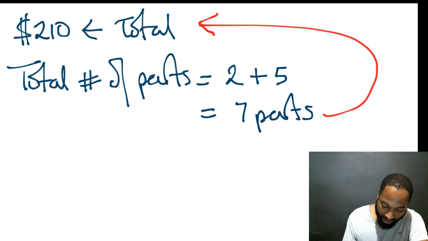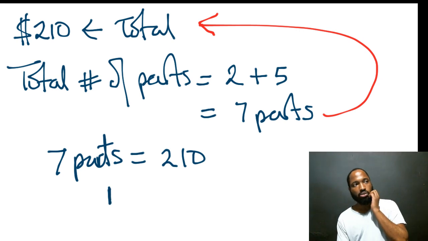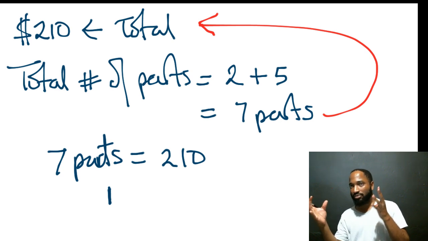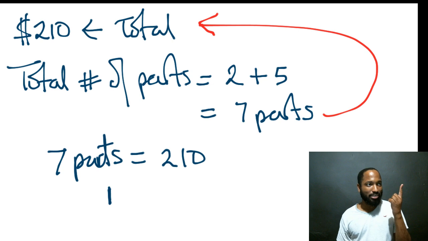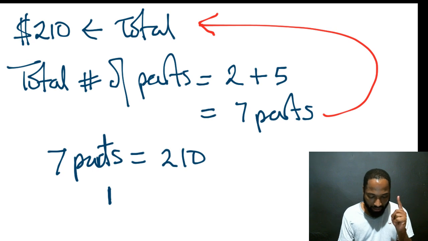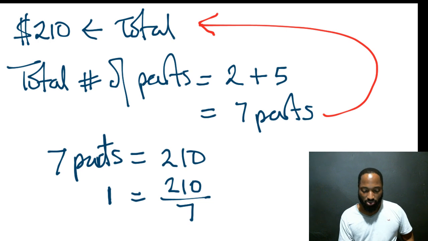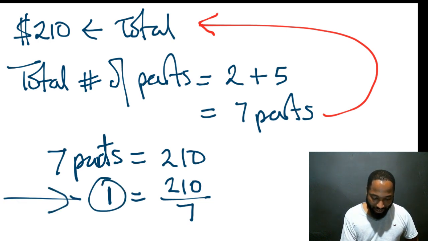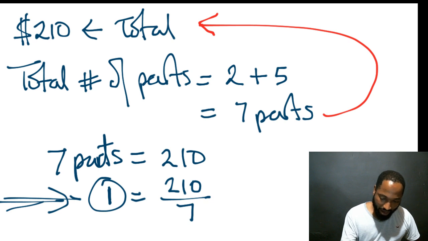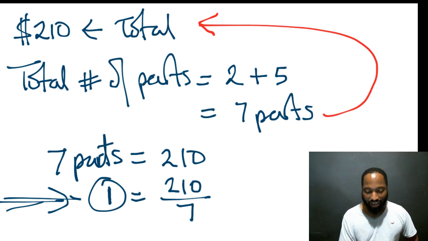So I could write that: 7 parts equal 210. So therefore 1 part is going to be equal to how much? If 4 items cost $40, then 1 item must be $10. How did I get that? I divide. So if 7 parts equal 210, 1 part would be equal to 210 divided by 7. This is what Sir said to do from here. Find for 1. And boom, we are finding for 1.